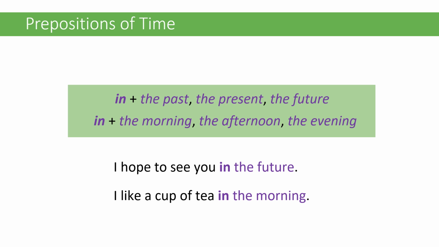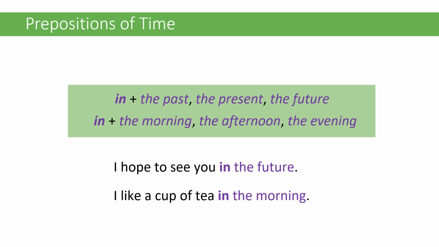When we're talking about these prepositions of time, one thing you can think of is that in means inside of something. So in is used for something that's big or has many parts. The past is a big period of time, right? The present, maybe not such a big period of time, so it may not work. But the future is certainly a big period of time. Same thing, the morning is made up of several hours, as is the afternoon, as is the evening.